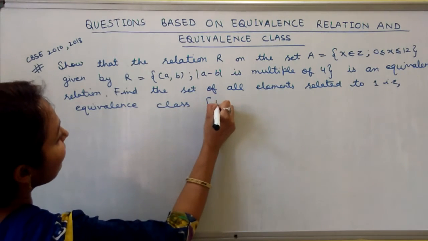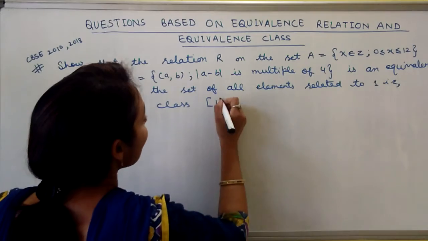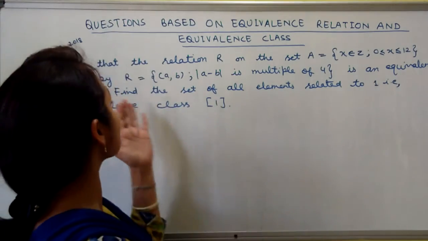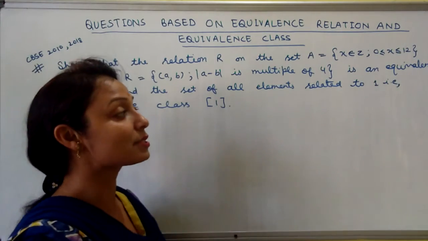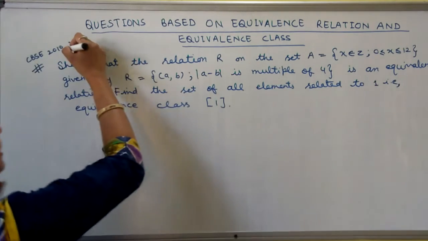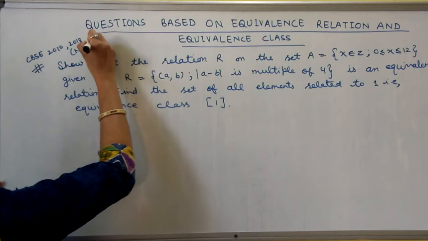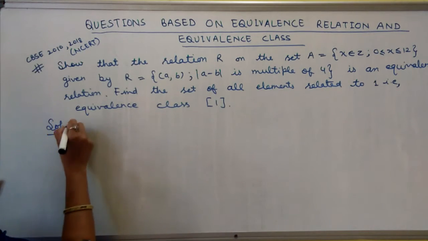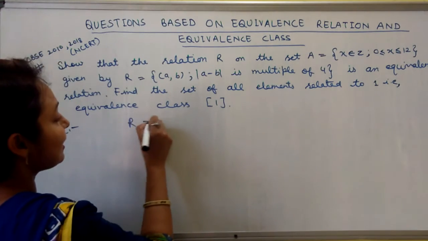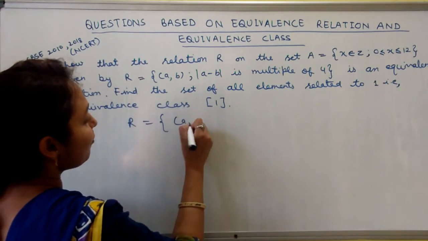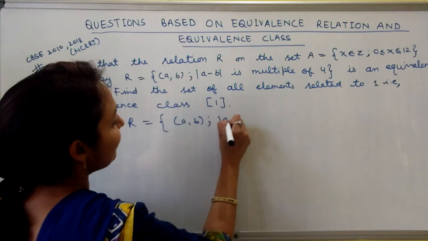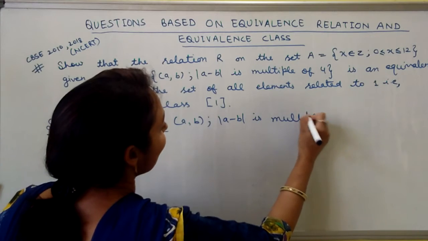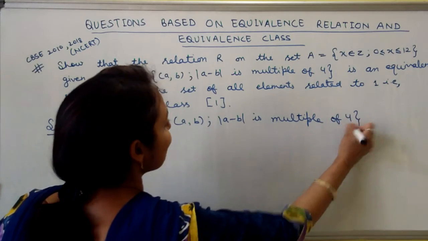So how can we find the equivalence class and how can we show the equivalence relation using this question? This question is from NCERT and it came two times in board exams, 2010 and 2018. Now come to the solution. We have R equal to {(a, b): |a minus b| is a multiple of 4}. It is given to you.